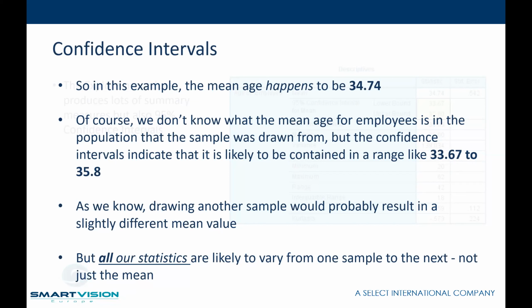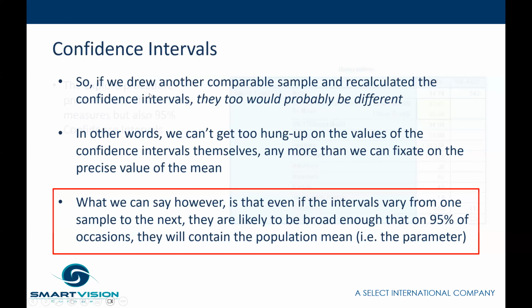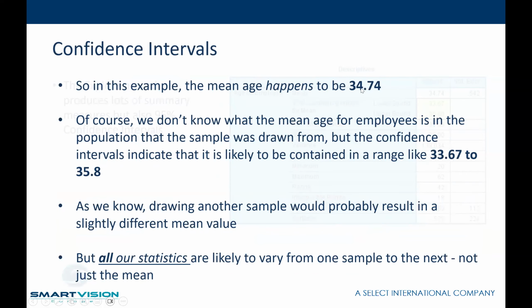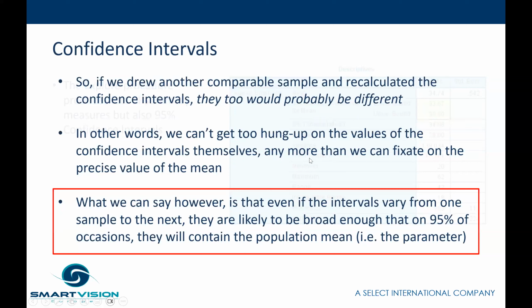But it's not just the mean that would change. All the statistics would change. The standard deviation would change. The interquartile range would change. The skewness values would change. And the confidence intervals would also change. So if we drew another comparable sample, the confidence intervals would be probably different as well. In other words, we can't get too hung up on the values of the confidence intervals themselves any more than we can fixate on that value, 34.74.